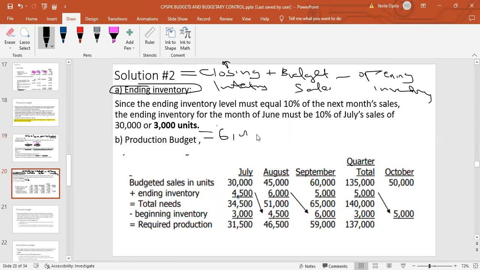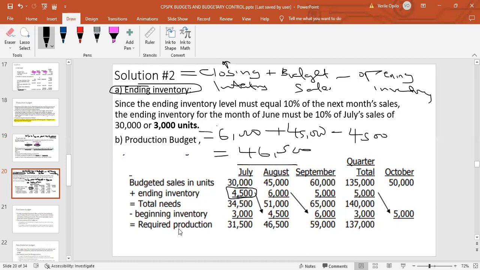So therefore, the number of units we need to produce will be 6,000 plus now the 45,000 for the ones we're intending to sell, minus our opening inventory. So what we closed off with in July, the ending inventory in July, is what we're going to start off with in August. So in this case, now we'll have here minus 4,500. So that one should give us a total of 46,500 as the required production. So now we close off with 6,000 as closing inventory in August.